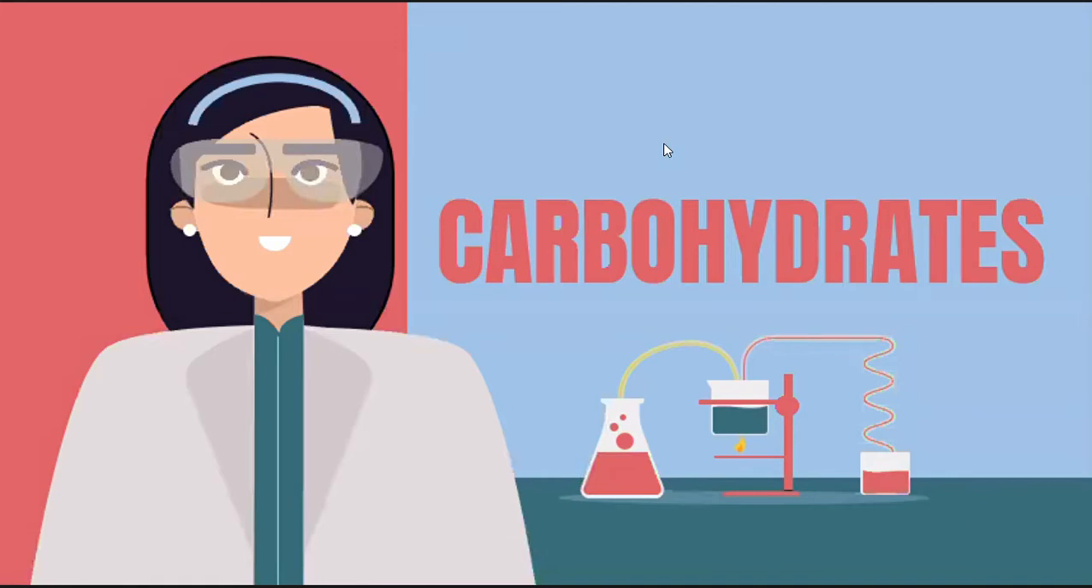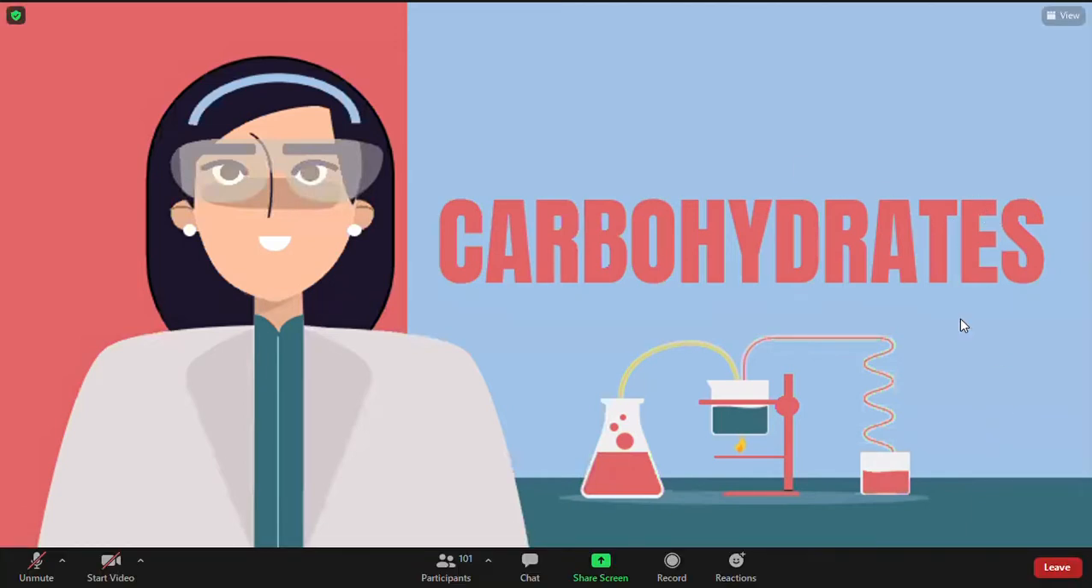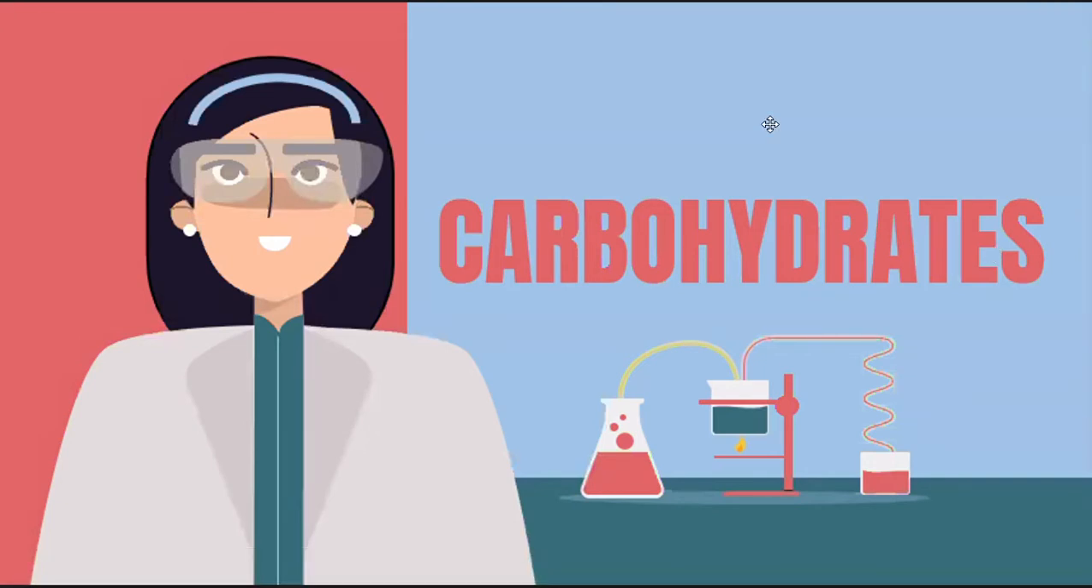So what is carbohydrates? Carbohydrates is a simple term from the word itself. Carbohydrates: carbon, and hydrates is water, or hydrated carbon. So the basic formula for carbohydrates is C, H, and O: carbon, hydrogen, and oxygen. They say that the ratio for that is 1:1, so one carbon, two hydrogen, and one oxygen.